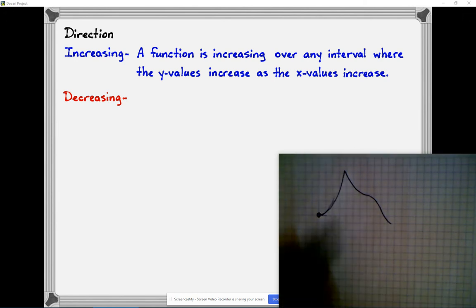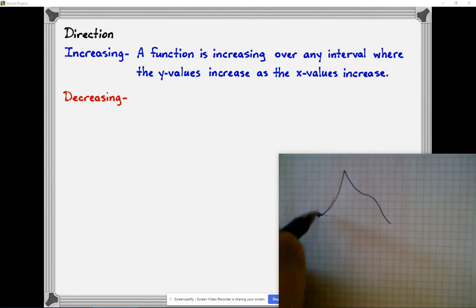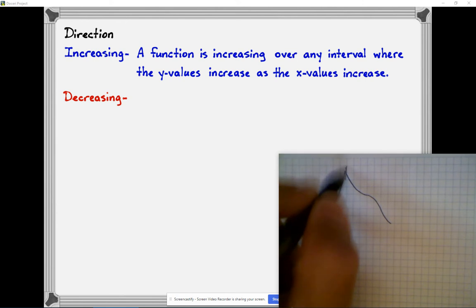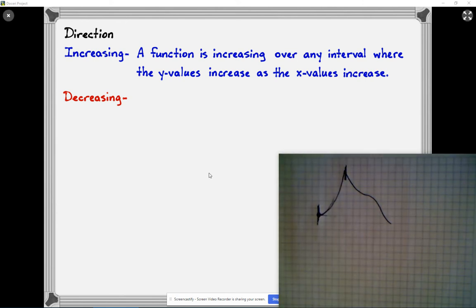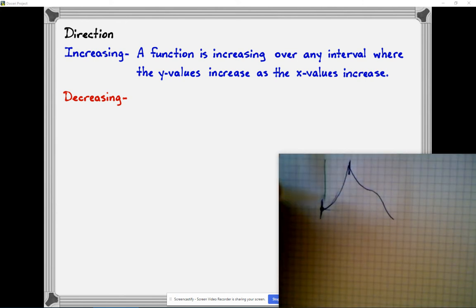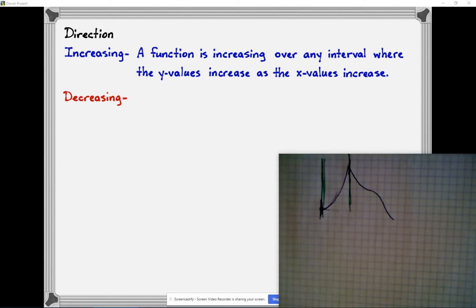So the increasing is the region or the interval for which we're going uphill. So if I start here, where do I stop going uphill? I stop going uphill there. And so we would say that this interval from here to here is the region or the interval for which I'm increasing. Decreasing is the opposite.